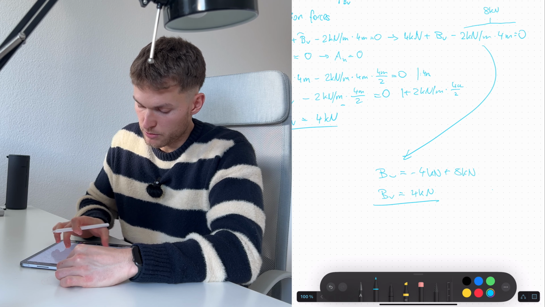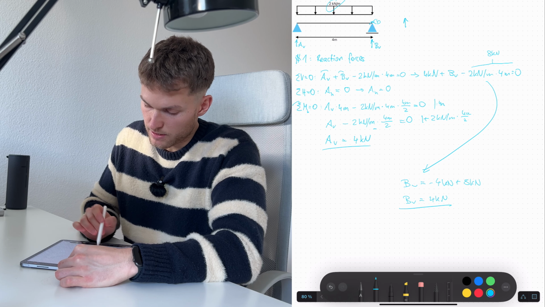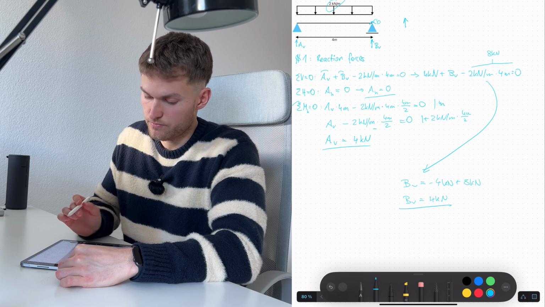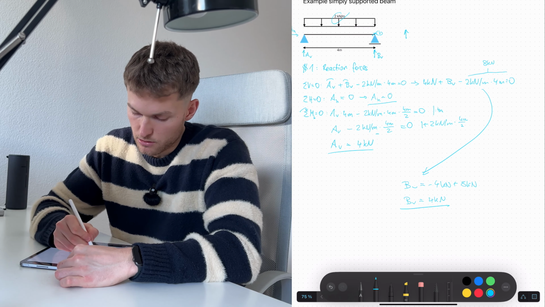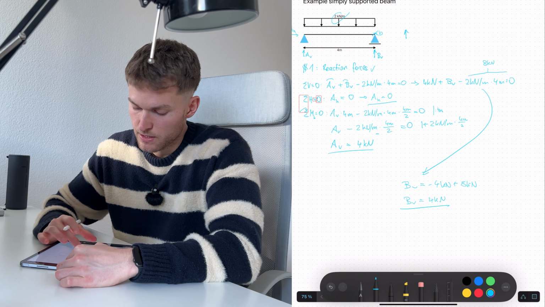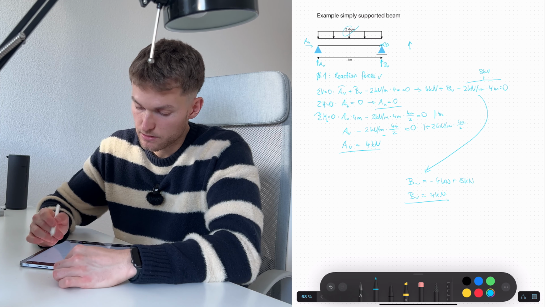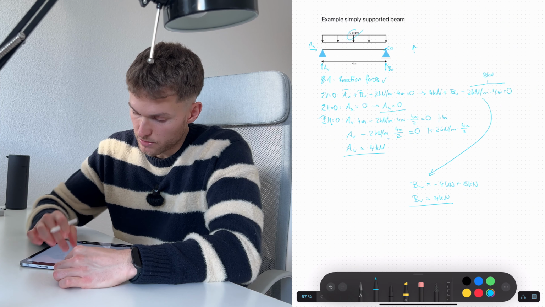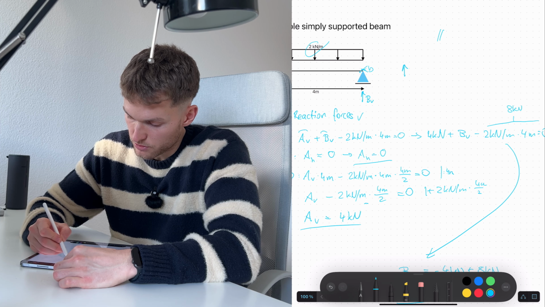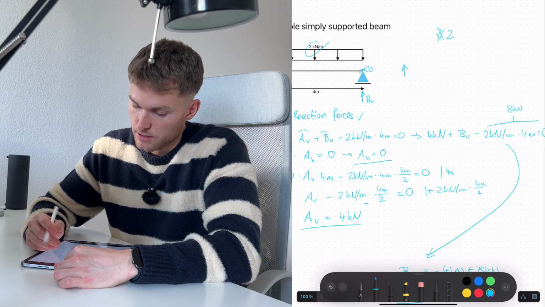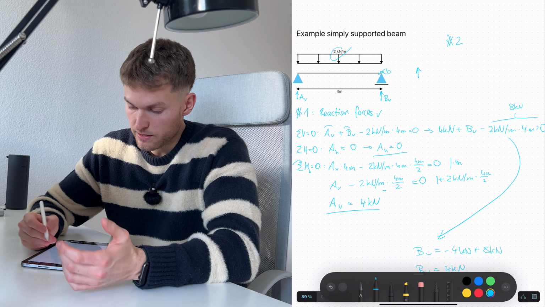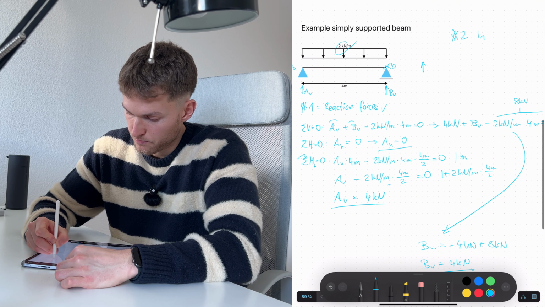Great, so we have BV, we have AV, and we have AH. So we calculated all reaction forces. Now in step 2, we can calculate, okay, this is really messy, I'm sorry for that, but it's the first time we try this format. In step 2, we can calculate internal forces.